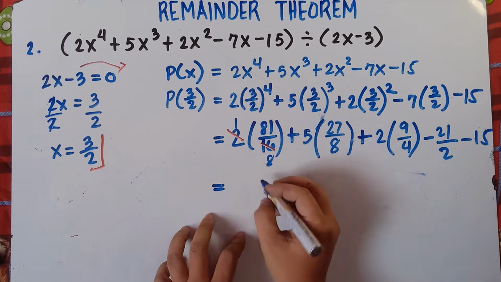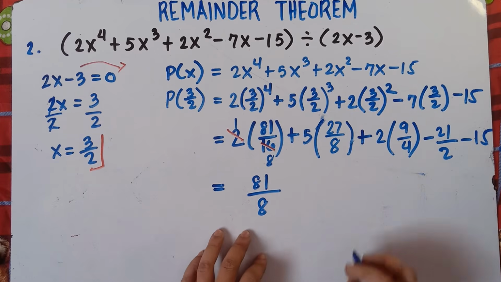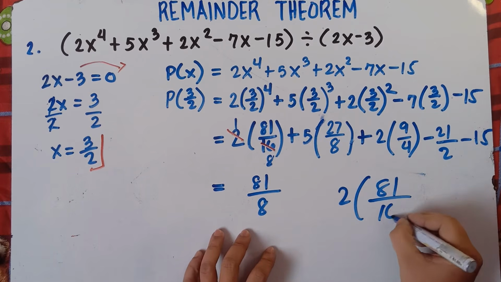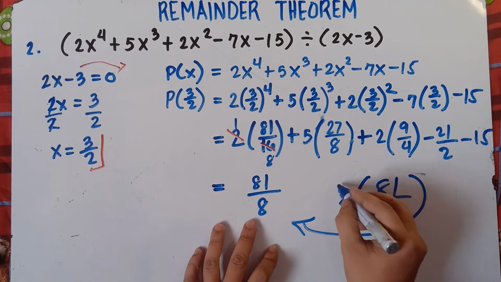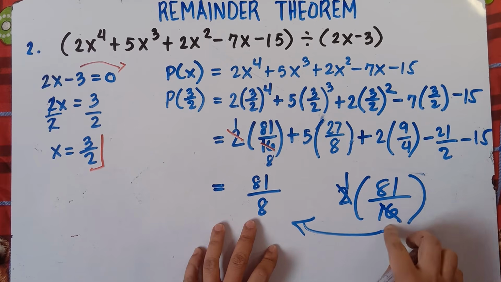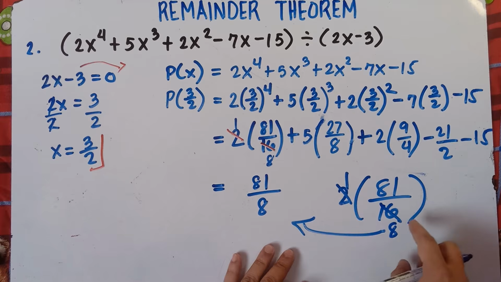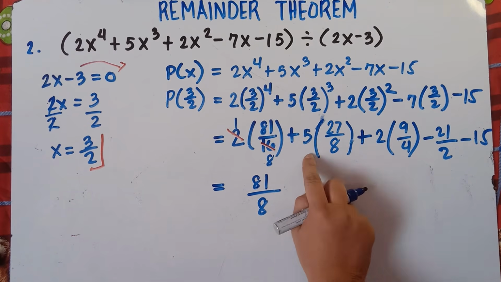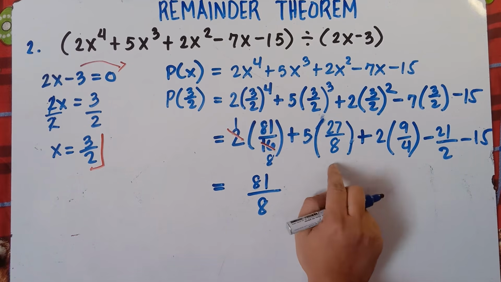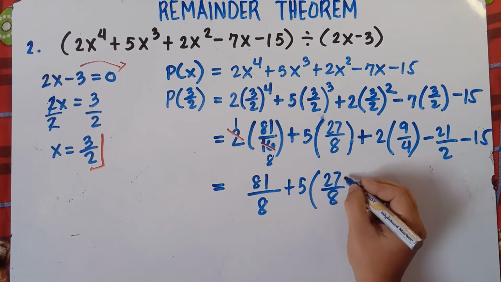So therefore, this will be 1 times 81, that's 81 over 8. So 2 times 81 over 16, we reduce this one as 81 over 8, because 2 divided by 2 is 1, 16 divided by 2 is 8. GCF, class, the greatest common factor, is 2. And then 1 times 81 is 81, then we copy 8. Alright, this one, class, can we reduce 5 and 8? Nope, we cannot. So simply copy 5 times 27 over 8.